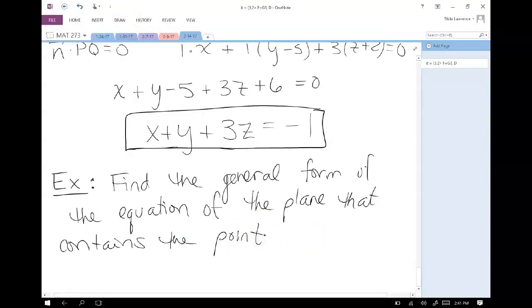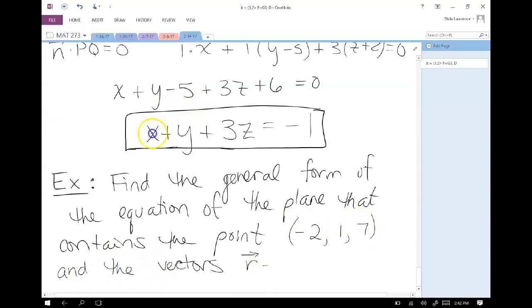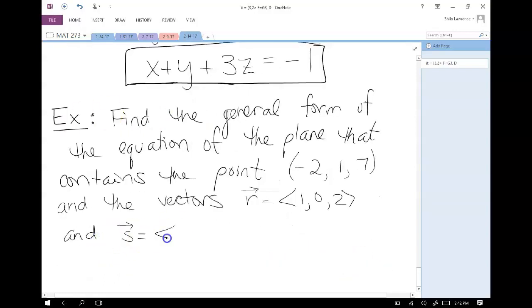We're going to find the general form of the equation of the plane that contains the point (-2, 1, 7), and the vectors r equals (1, 0, 2) and s equals (-2, 1, 3). We want the plane that contains all that stuff, that point and those two vectors. What sort of information do we need to start writing the equation for a plane? There's two things that we need, a point and what kind of vector? We need a point and a normal vector.